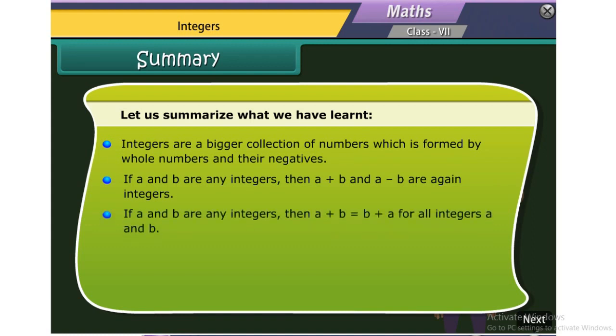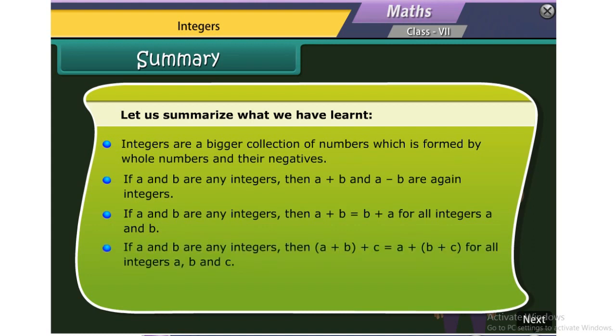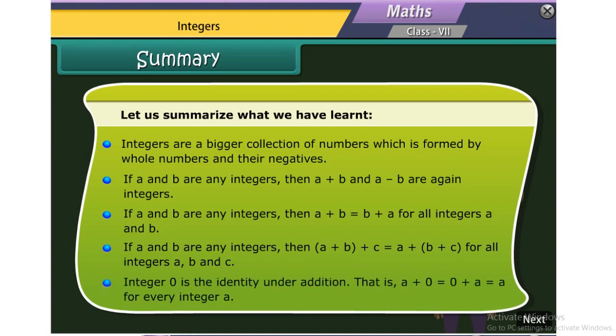If a and b are any integers, then a plus b is equal to b plus a for all integers a and b. If a, b and c are any integers, then a plus b plus c is equal to a plus b plus c for all integers a, b, and c. Integer 0 is the identity under addition. That is, a plus 0 is equal to 0 plus a, which equals a for any integer a.